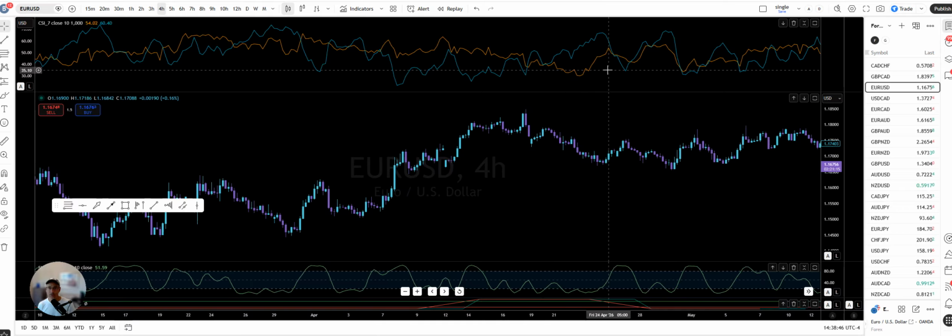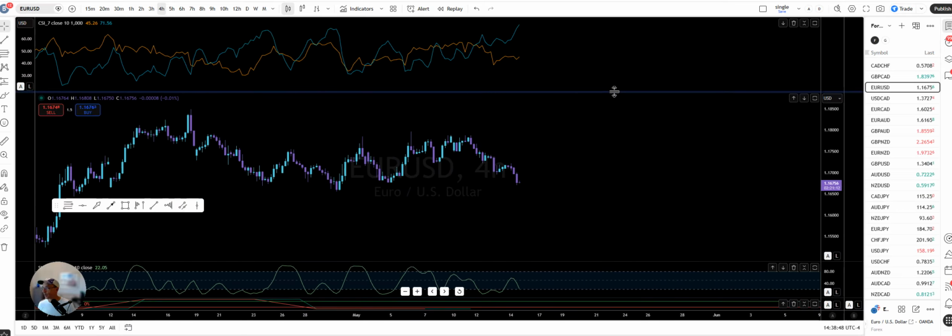Okay, so those are the two ways I like to use it, either continuations or reversals. Obviously, the trend is your friend until it ends. So the continuation ones are really nice, but reversal ones are cool too. Just be careful on the reversal ones, because sometimes the indicator is going to give you what looks like a reversal signal, and it does turn out to just be a pullback. But again, no system's perfect, no indicator's perfect. Whether you use any indicators or no indicators, it's not always going to work. You're going to take losses. That's just trading.